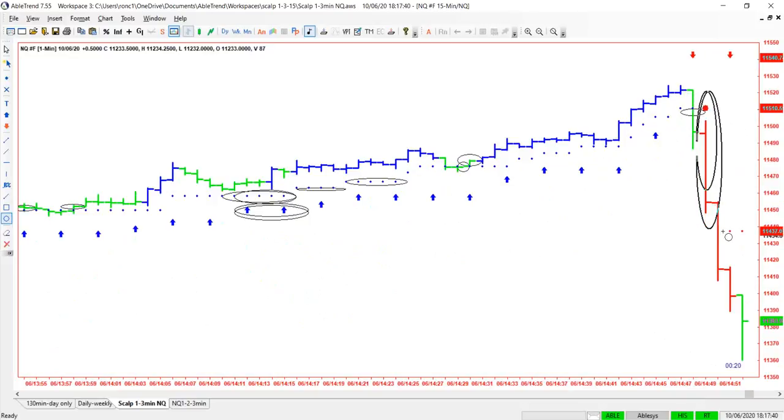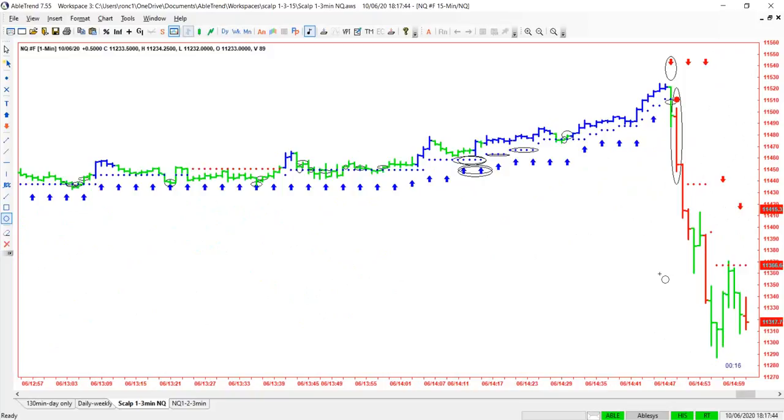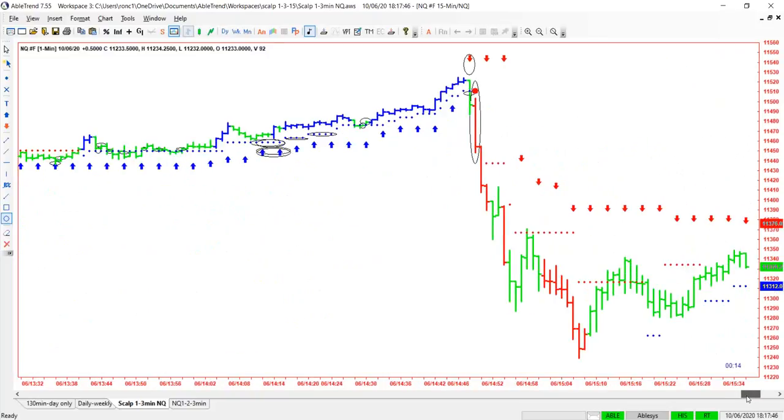Now you say, what do I do now? Well, there's the sell signal. There's the blue dot. I mean, the red dot, and the red arrow, and the red bar. Triple confirmation. We all know what happened on this trade. It dropped 200 points in 15 minutes. That's $4,000. And Abletrend never said to get out because you got red dots and red arrows.